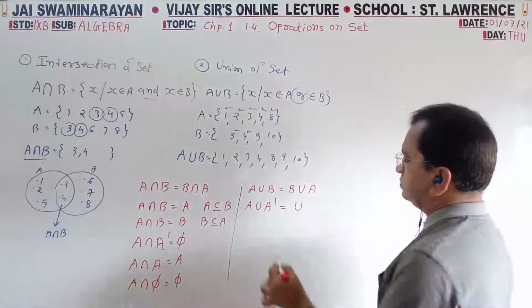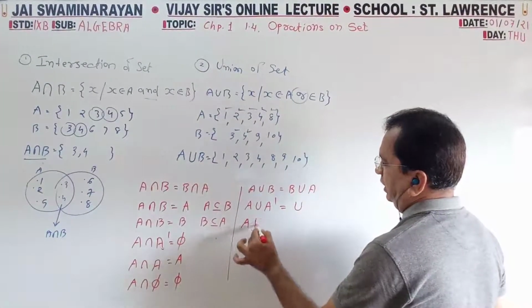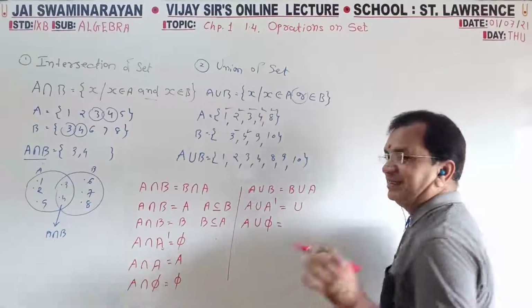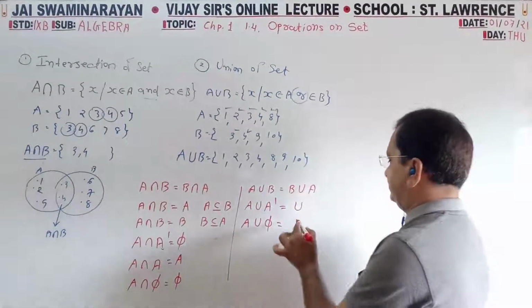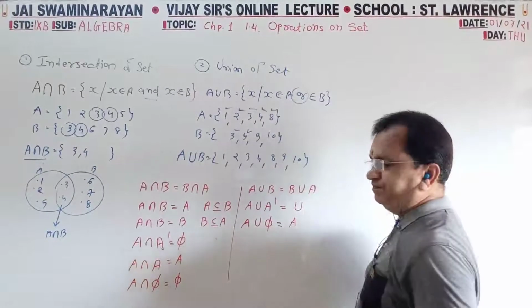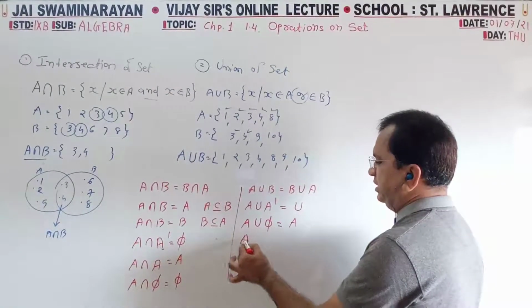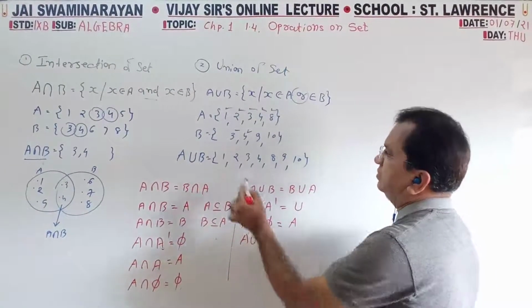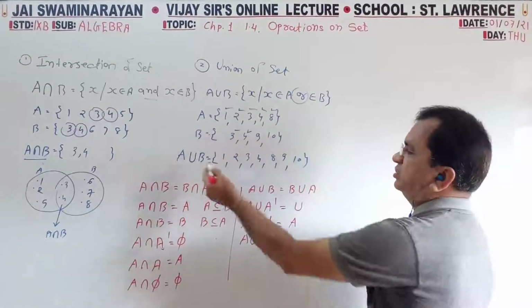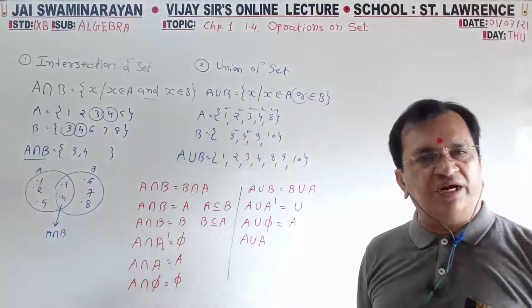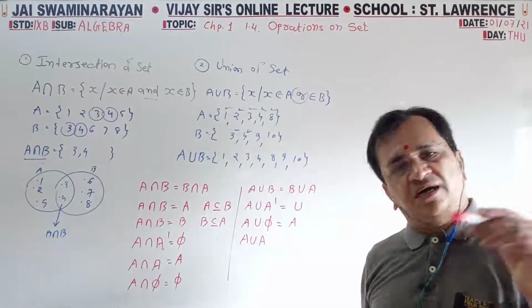A union with empty. In the A group, empty is added, so A will remain. In A, suppose you add A. A is 1, 2, 3, 4, 8. Again 1, 2, 3, 4, 8. So your answer will also be 1, 2, 3, 4, 8. So A union A is always A.